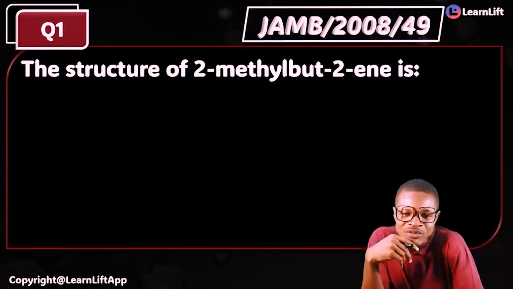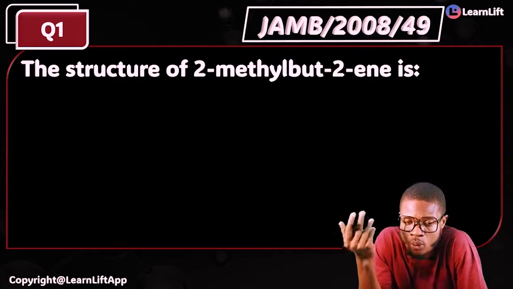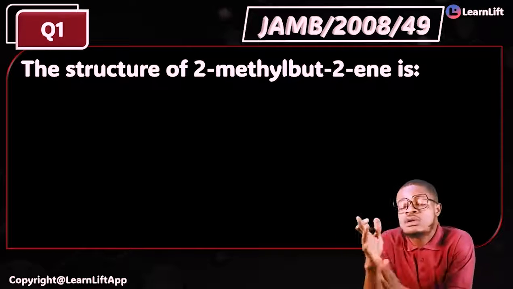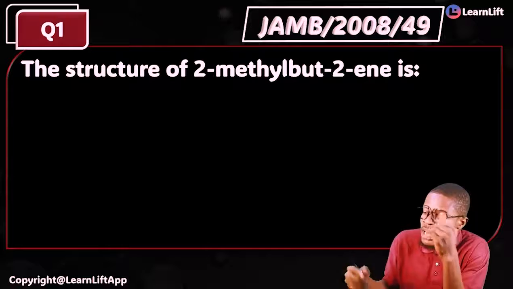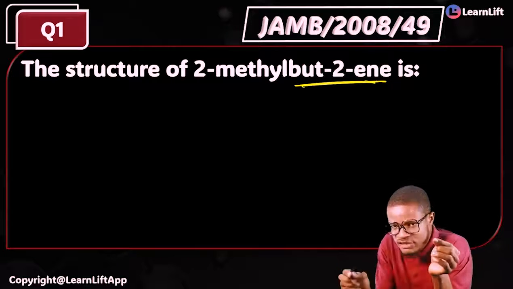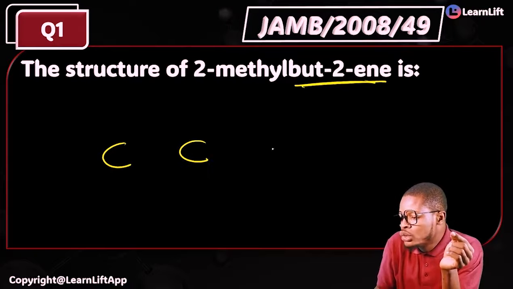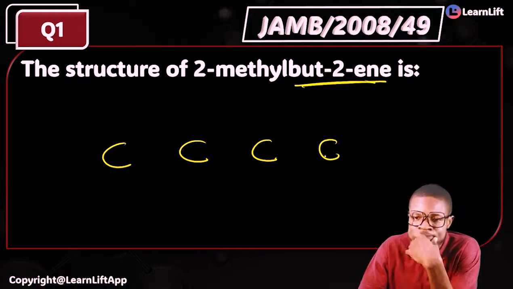JAMB 2008 question 49. The structure of 2-methylbutane is... What are we to do? Draw the structure. I'm not going to give you options, only you draw it for me. How do we draw this? It's very simple. Pick the parent name and draw it first. Butane is the parent name: 1, 2, 3, 4. That's butane.